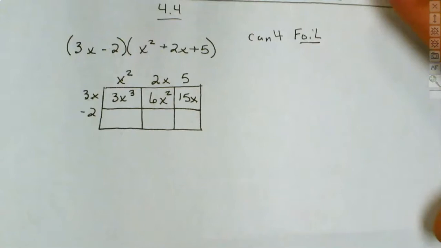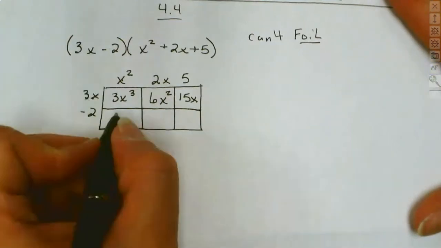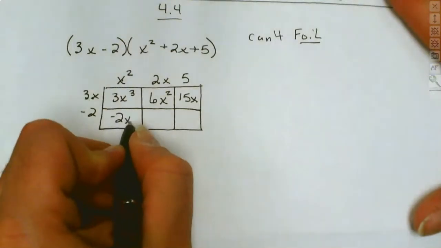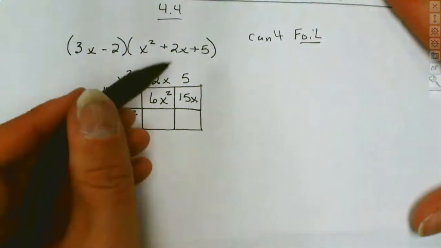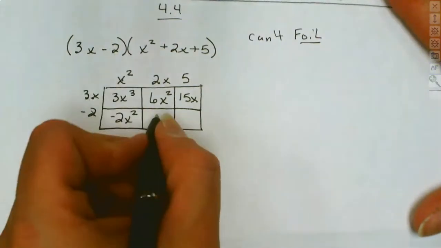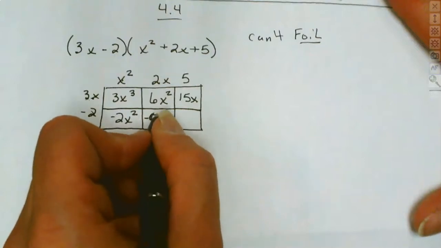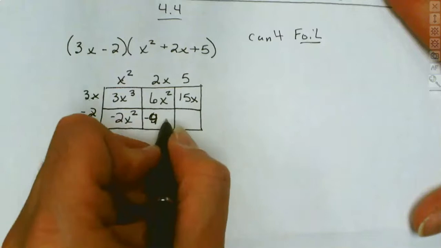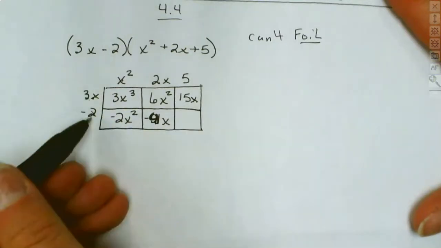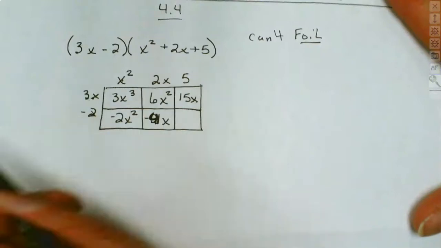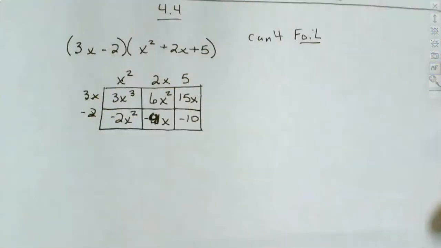Now we do the next row the same way. Negative 2 times x squared makes minus 2x squared. Negative 2 times positive 2x makes negative 4x there. And then finally, negative 2 times 5 makes a negative 10.